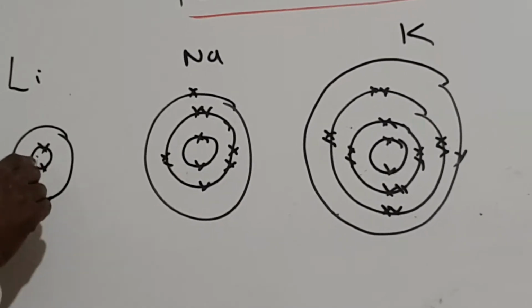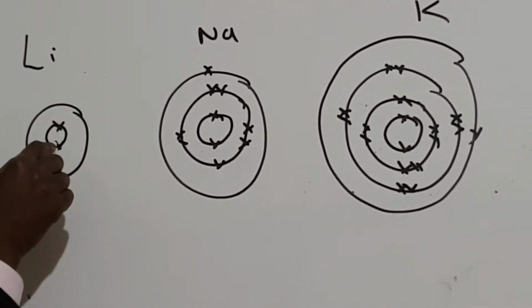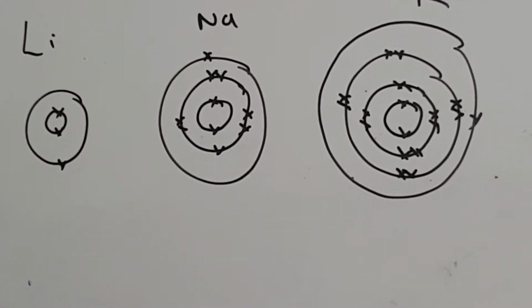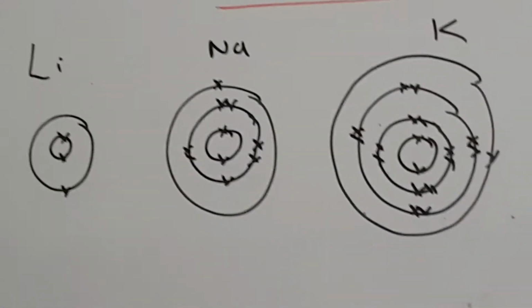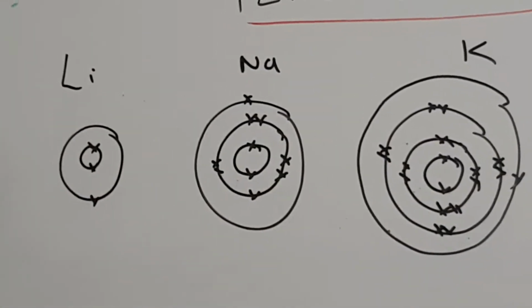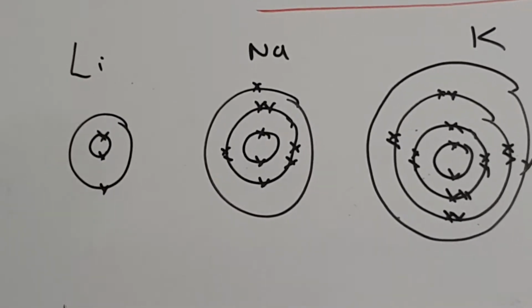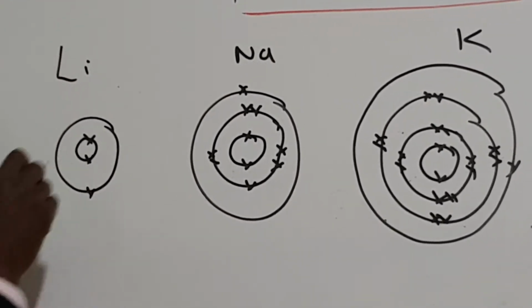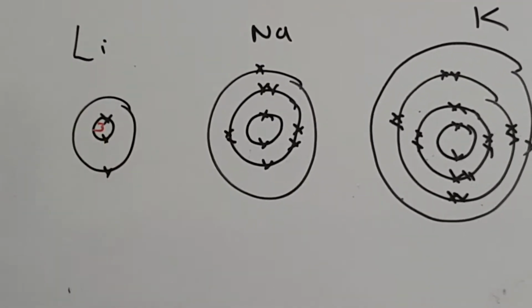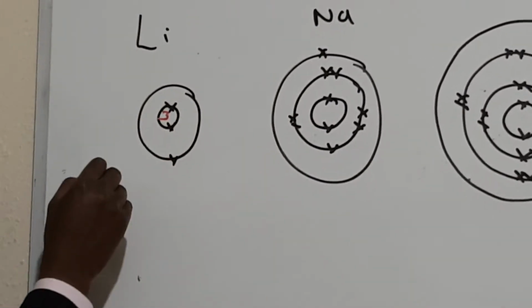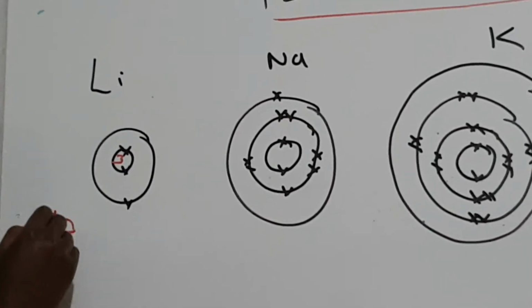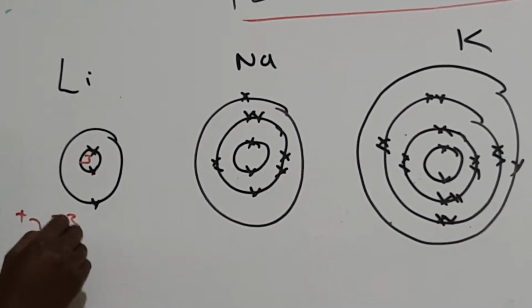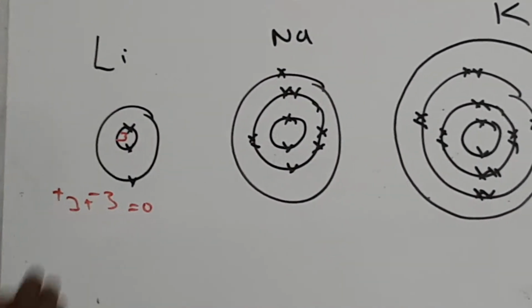How many protons do we have here? 3. Why? Because the number of electrons is equal to the number of protons. You should use the right chemical word, yes? So protons will be 3. So basically, proton is positive, yes? Plus 3, minus 3, that's equal to 0.